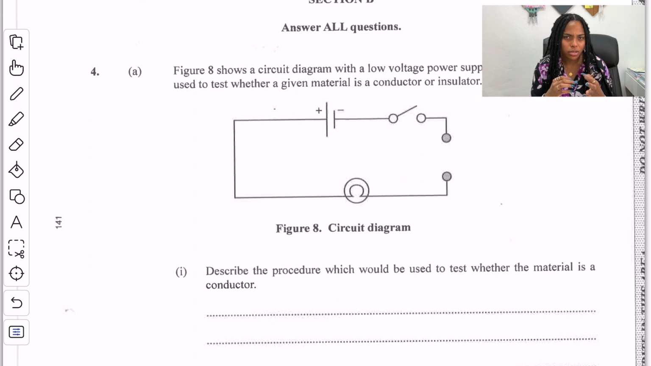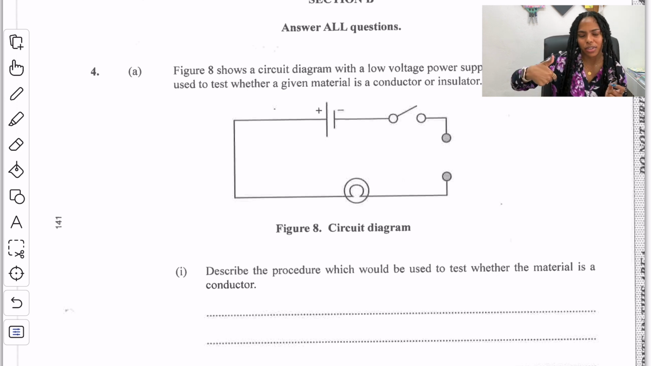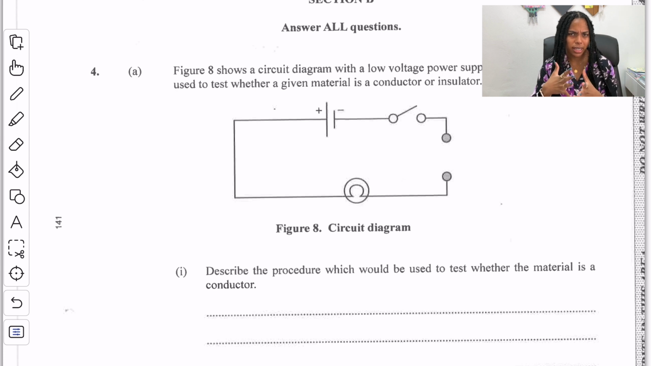What I would also say too, just to be on the safe side, I would probably say then take the material out and flip it the other way as well to see if current will flow. Just because I'm thinking, what if the thing that we're plugging in is something like a diode? I don't know, maybe I'm overthinking this, but I would still turn it on the other side too.